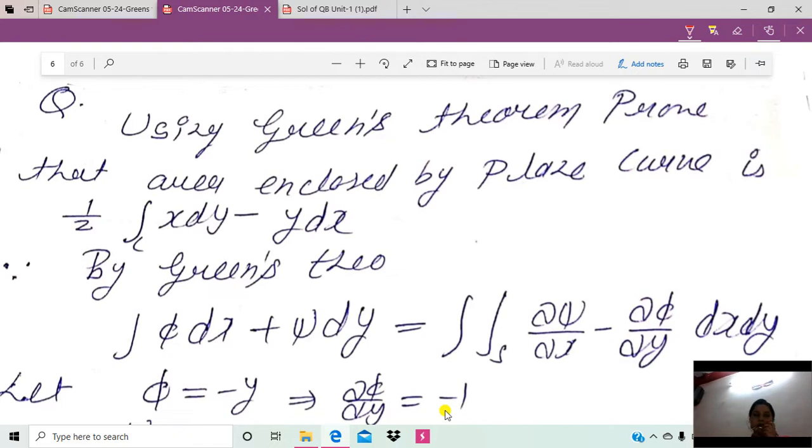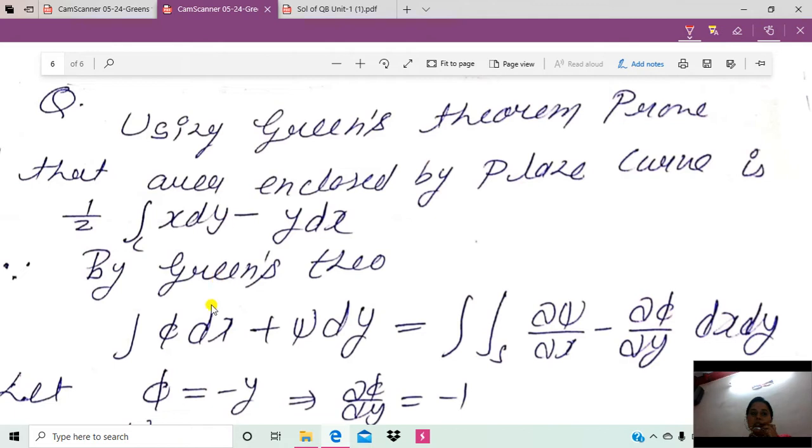In the next question, using Green's theorem, we have to prove that the area enclosed by a plane curve is equal to half the single integration of x dy minus y dx. So it can be written as half of the integral of minus y dx plus x dy. By Green's theorem, the single integration of phi dx plus psi dy is equal to the double integration of del psi by del x minus del phi by del y dx dy.